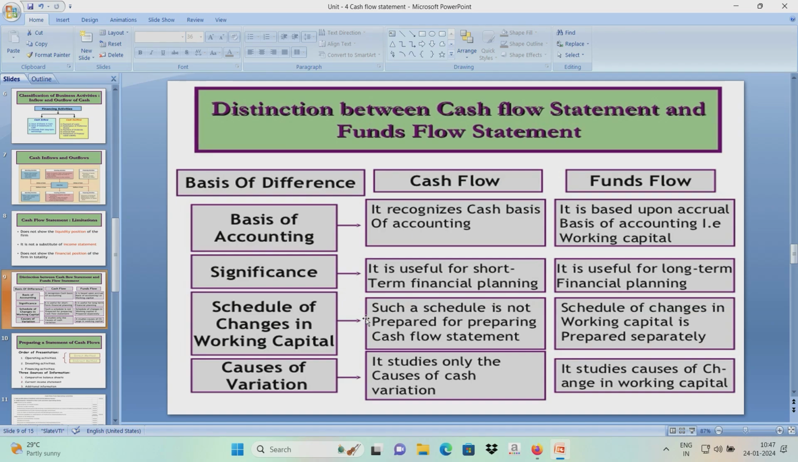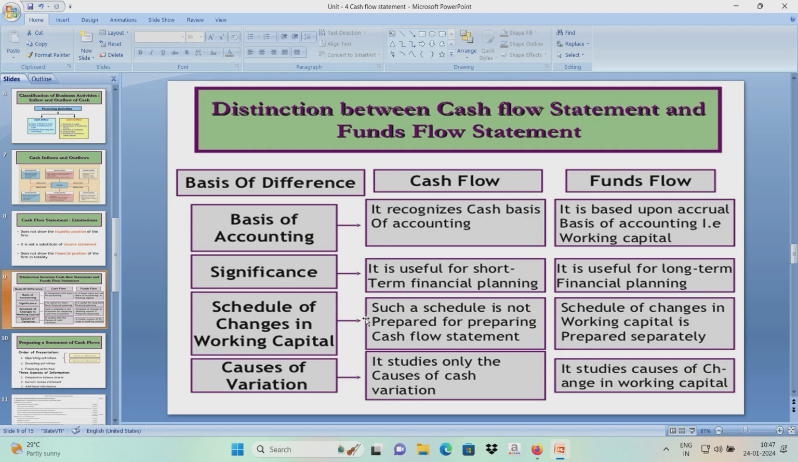So next we are going to see the distinction between the cash flow statement and the fund flow statement. On the basis of accounting, through the cash flow we are able to determine what cash is available in an organization. In fund flow, we can ascertain what the working capital is in an organization. Working capital is for day-to-day expenses. We need some capital to run an organization, which is called working capital, and we can find it with the help of fund flow.